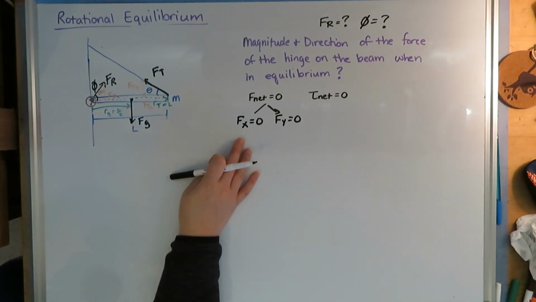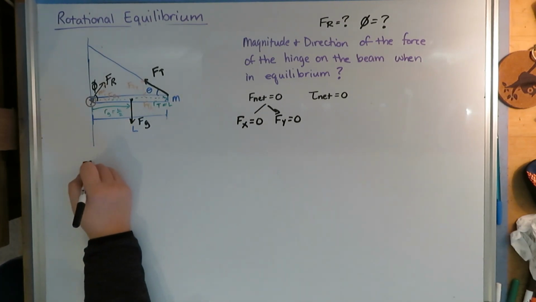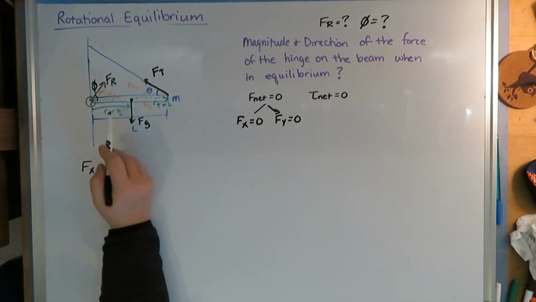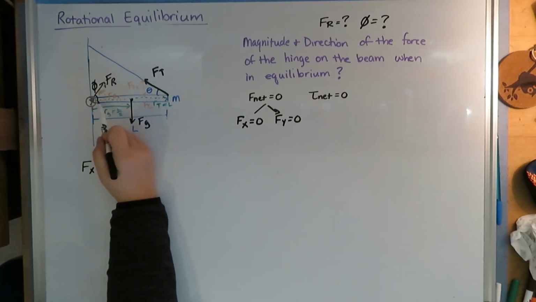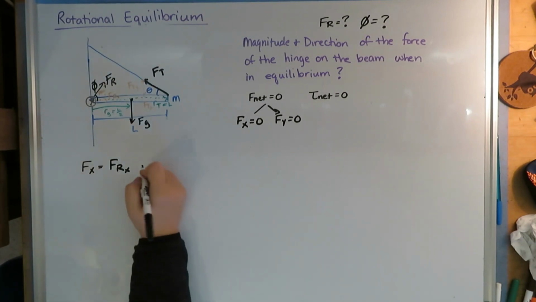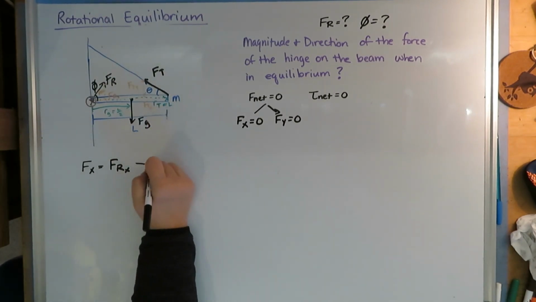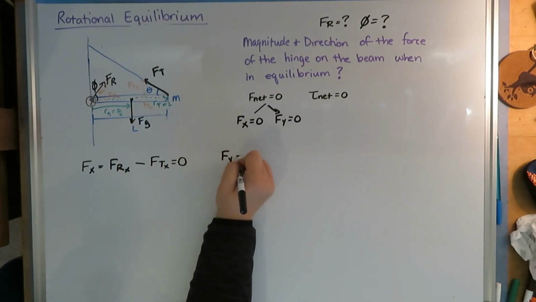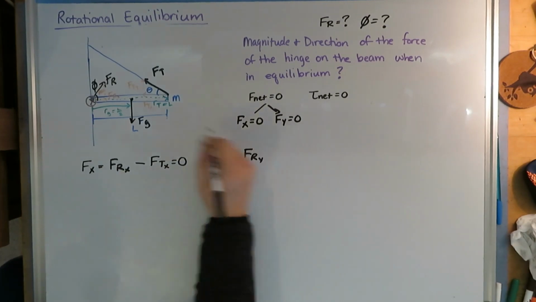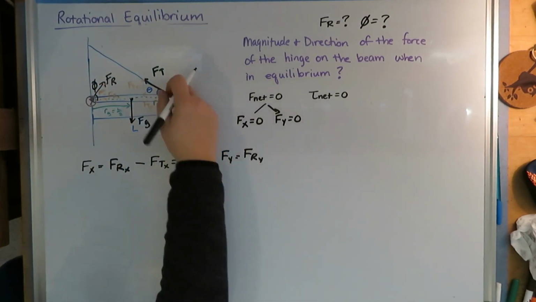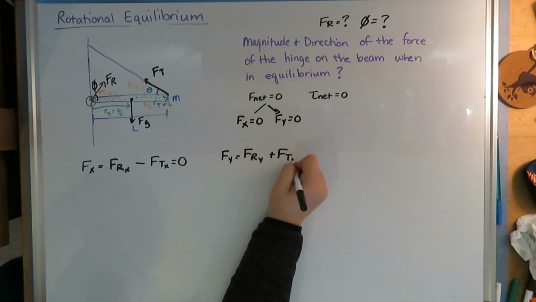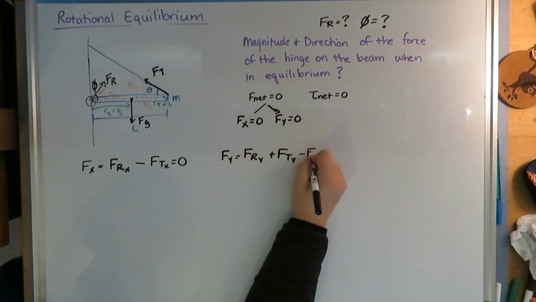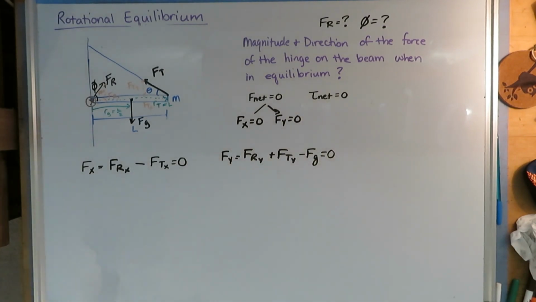So I'm going to write my net force equation in the x direction. My net force equation in the x direction is going to be my positive forces, which is going to be this FRX. So that's this positive resistive force going to the right. And then this tension force is in the opposite direction, and those have to add up to 0. In the y direction, I'm going to have FRY going upwards. I'm going to have FTY going upwards. And I'm going to have FG coming down, and that has to add up to 0.